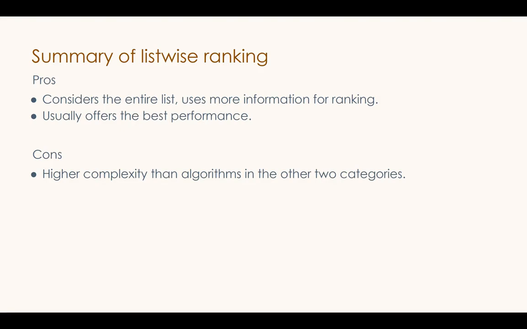So to summarize, listwise ranking considers the entire list and uses more information for ranking than the pointwise and pairwise approaches. And usually it offers the best performance, but the disadvantage of this algorithm is it incurs higher complexity than the other two categories, mainly because you are looking at the entire list. So that concludes this session.